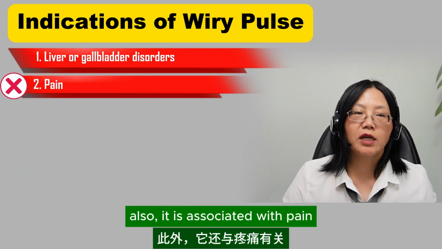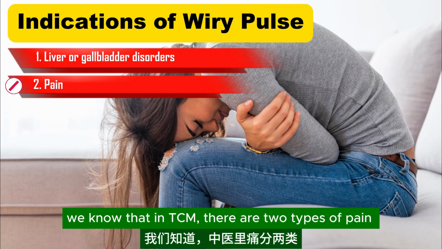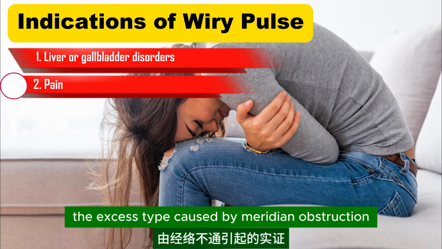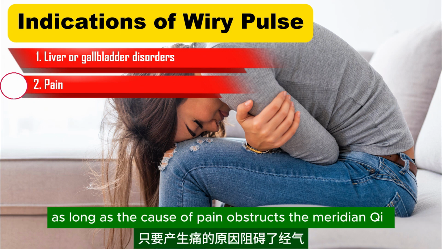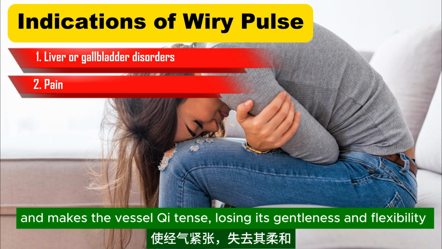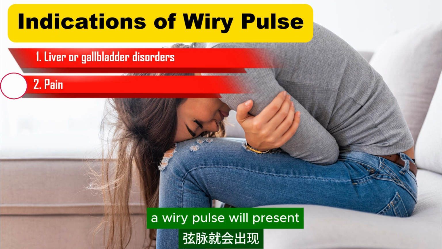And also it's associated with pain. We know that in TCM, there are two types of pain. The excess type is caused by meridian obstruction and the deficiency type is caused by poor nourishment of the meridians. In either type, as long as the cause of pain obstructs the meridian qi and makes the vessel qi tense, losing its gentleness and flexibility, a wiry pulse will present.